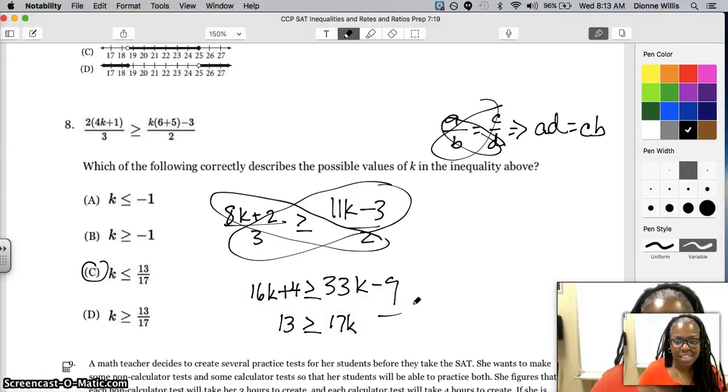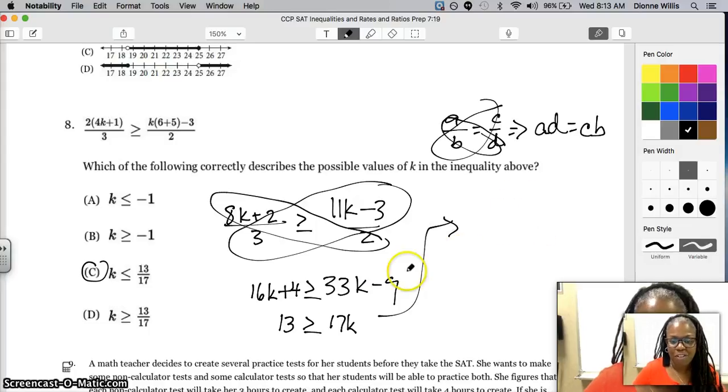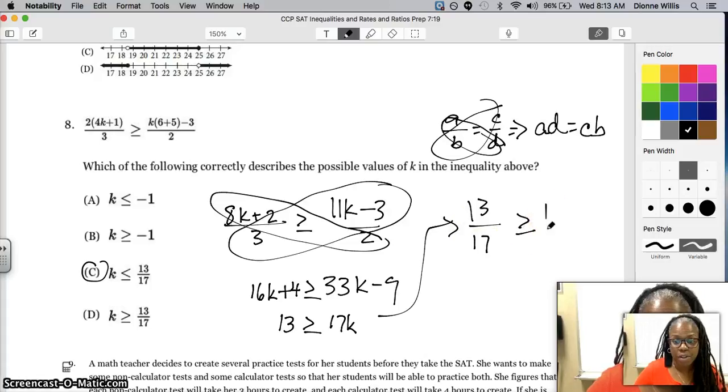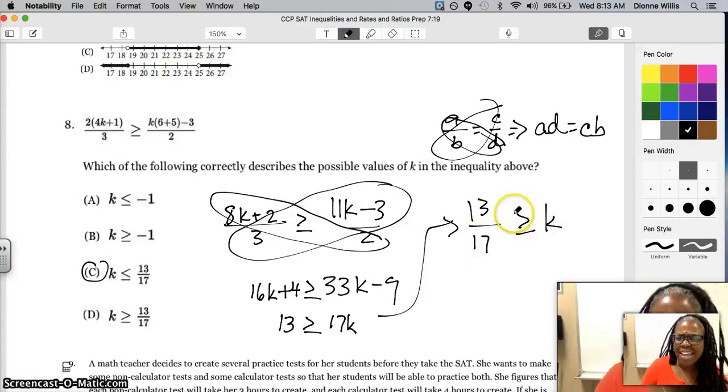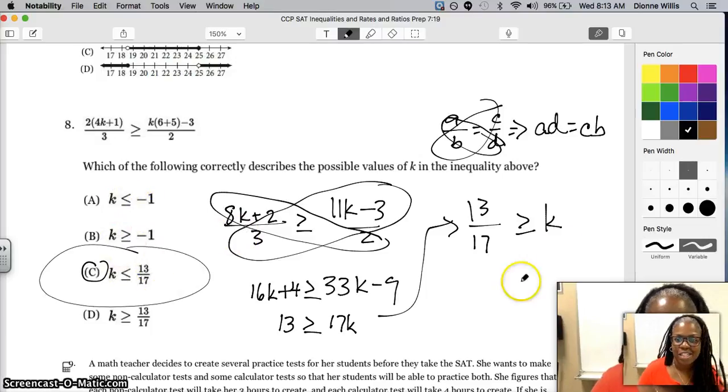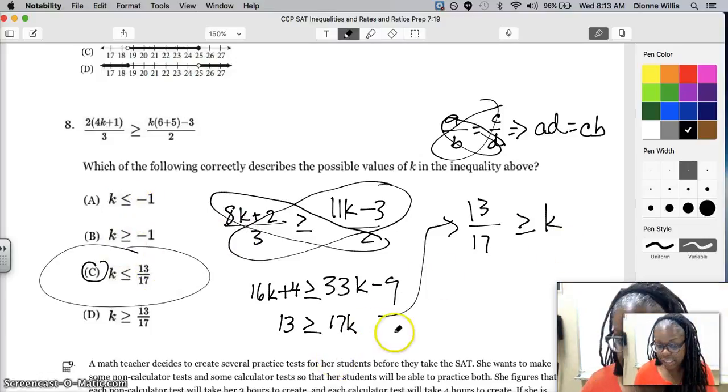I'm being a little bit quick with the movements. I hope you're following through. And then I have 13 over 17 is greater than or equal to K. And which one represents that? Sometimes we get a little bit confused, but remember, if I flip this whole thing over, the sign actually flips over too. So we're looking for a K is less than situation. And that's this one. K is less than 13/17.